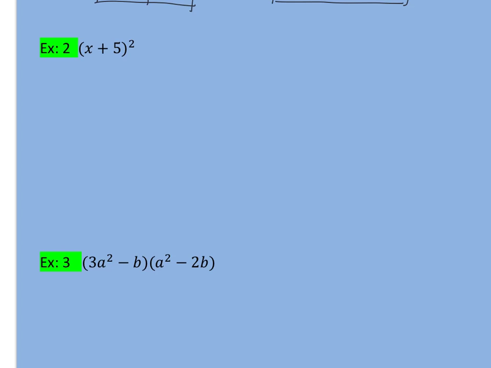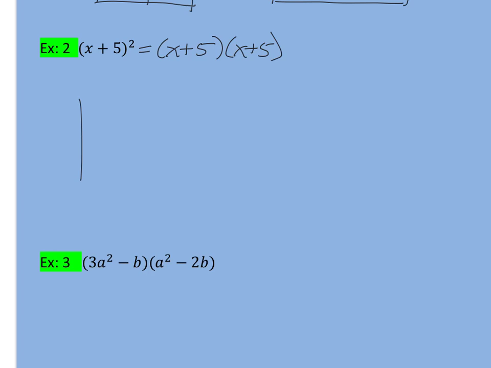So let's look at example 2. The problem with example 2 is 80% of you get the wrong answer. You see x plus 5 squared right here, and you think, oh, I'll just distribute that squared and make this x squared plus 5 squared, making it x squared plus 25. Well, that's incorrect because x plus 5 squared means that you're going to take x plus 5 and multiply it to itself twice.